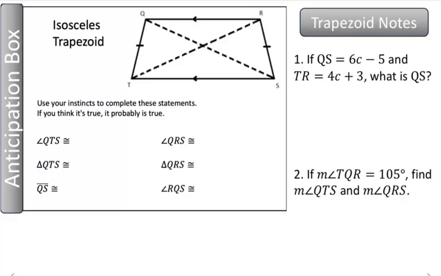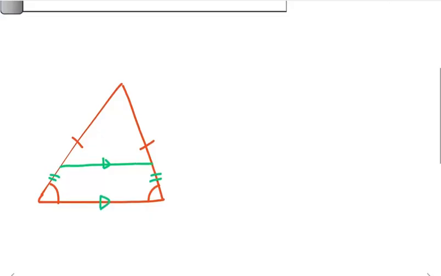Angle QTS is going to be congruent to, well, angle QTS is congruent to angle RST. Now, why is that? One way you might be able to approach it, if you think about isosceles triangles, if two sides are congruent, then the angles across from them are congruent, so that's all the stuff in red.